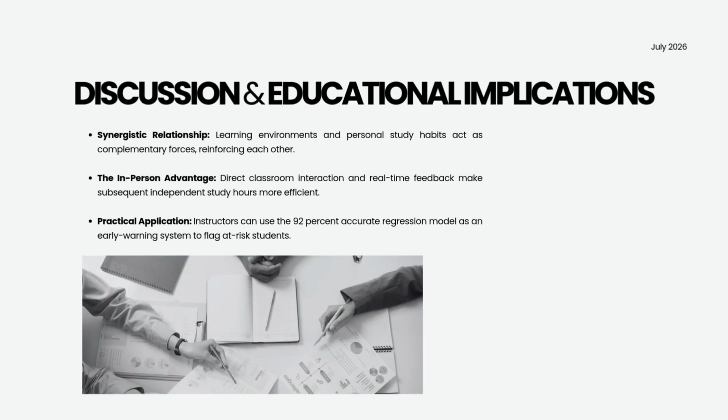This means that instructional delivery and independent study hours function as complementary, reinforcing educational forces rather than separate influences. The rigorous problem-solving inherent in engineering benefits heavily from real-time instructor feedback and classroom engagement, making independent study hours much more efficient afterward. Practically, our 92% accurate predictive model provides a valuable early warning tool for instructors to identify at-risk students before their performance declines significantly.